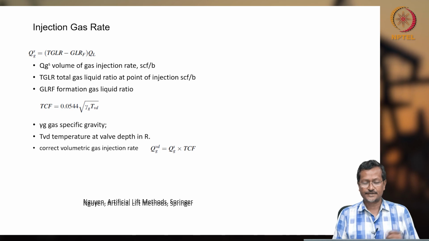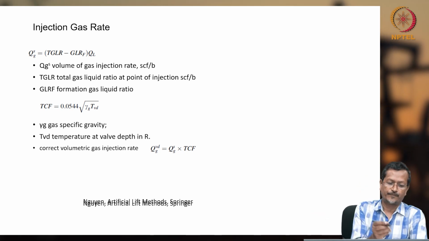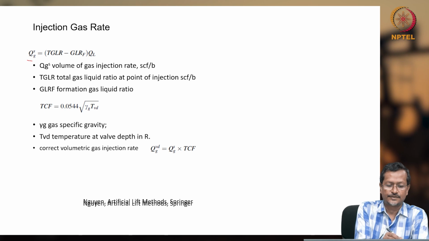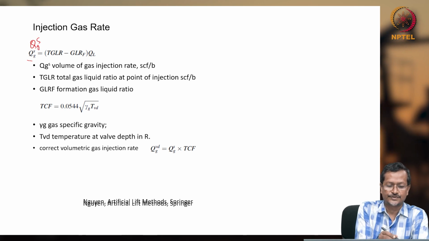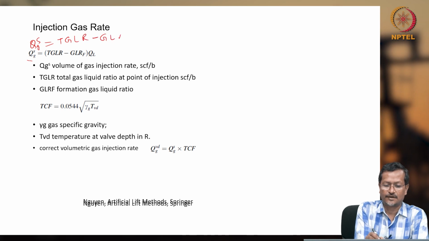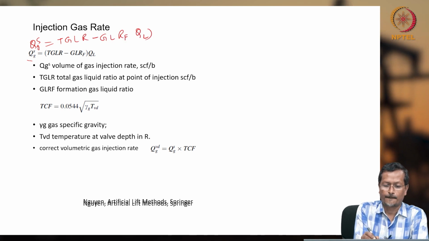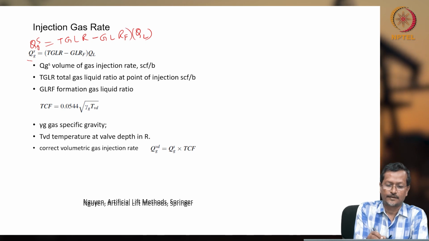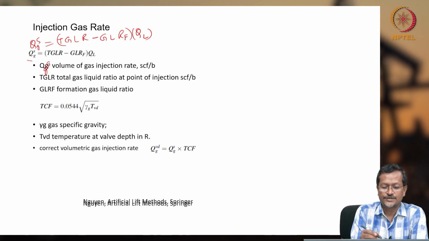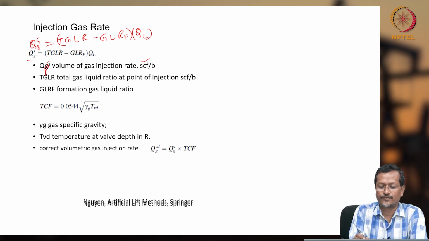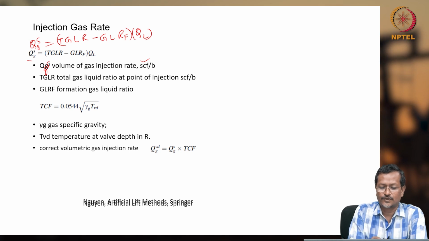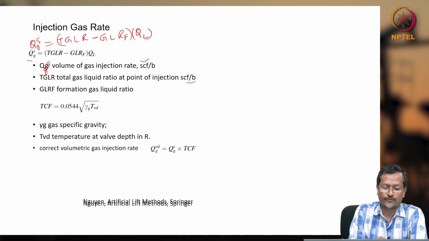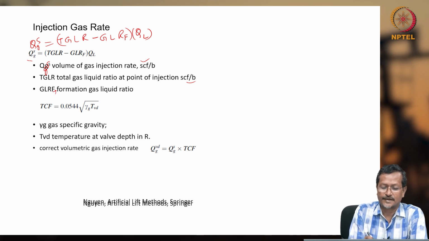Injection gas rate: how much gas you can inject. So here there is a formula, QGS. They write it like this: QGS = (TGLR - GLRF) × QL. QGS is the volume of gas injection rate, in SCF, standard cubic feet per barrel. TGLR is the total gas liquid ratio at the point of injection, standard cubic feet per barrel. GLRF is the formation gas liquid ratio.